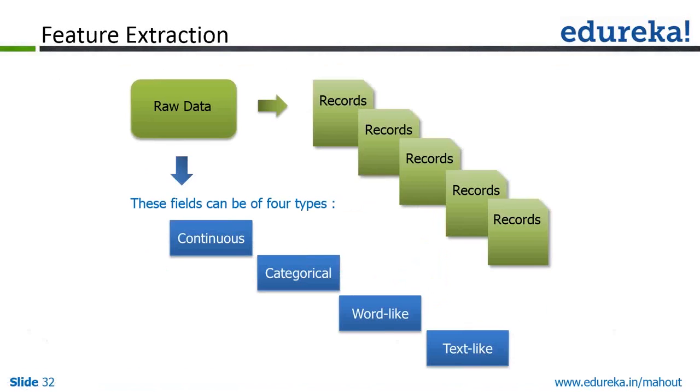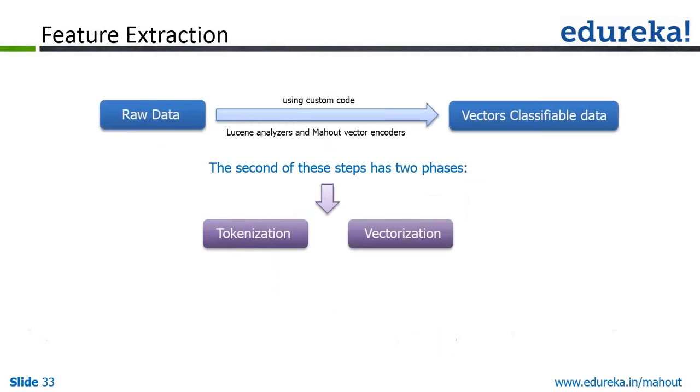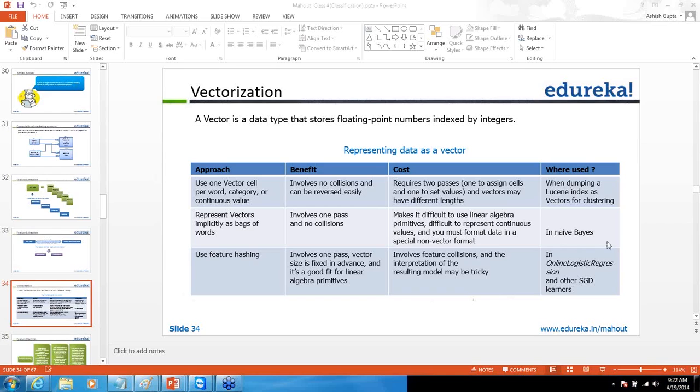Okay, feature extraction is nothing new, as we discussed earlier. From the data you just want to find out these four types: continuous, categorical, word-like or text-like. And the raw data you will use for the vectors. For the classifying data you will tokenize and vectorize. Those two processes you will do, tokenize and vectorize. It's the vectorization process. Okay, so vector, obviously, is a data type.